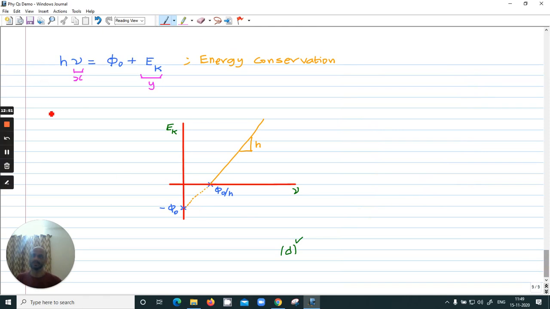To summarize, this question is based on the photoelectric effect equation. So h nu equal to phi naught plus Ek. So Ek is plotted on the y-axis and frequency is plotted on the x-axis. So when you do that, the plot will be a straight line of slope h, and the x-intercept will be phi naught by h. To get the x-intercept, we have to put y equal to 0. So the x-intercept is phi naught by h. And the kinetic energy is positive, so negative values won't exist. So the plot of Ek versus nu will be a straight line of slope h. I hope this cleared your doubt.